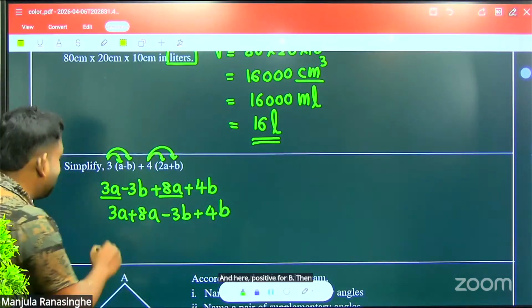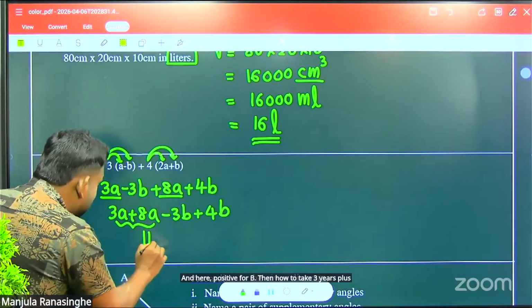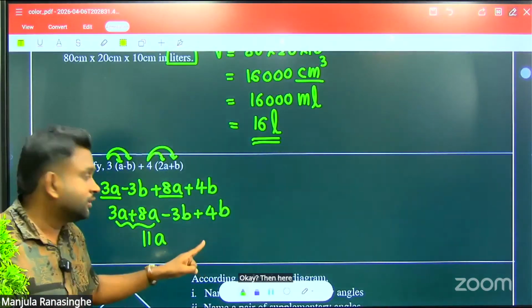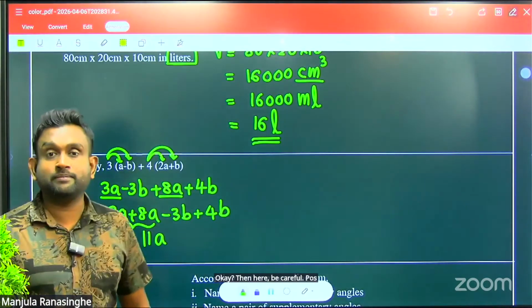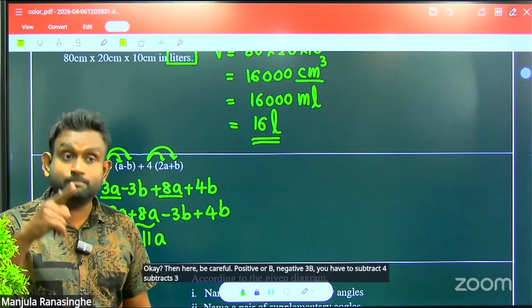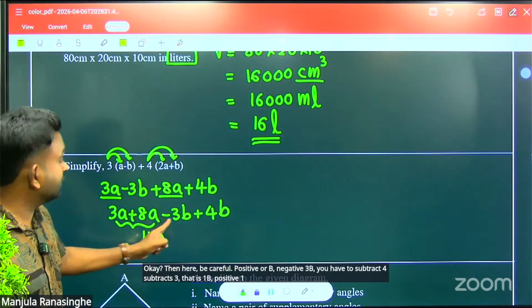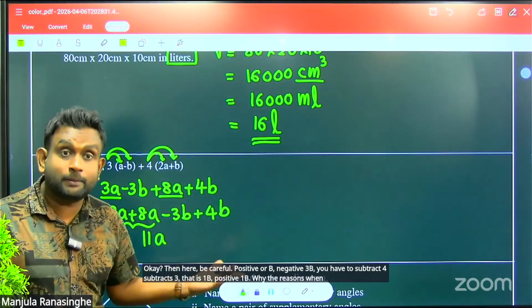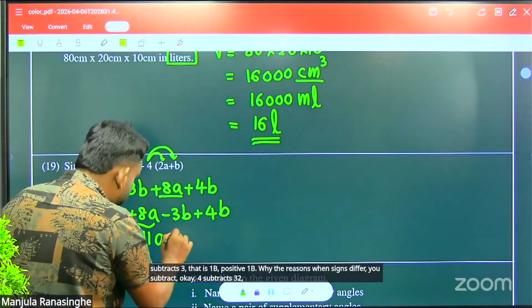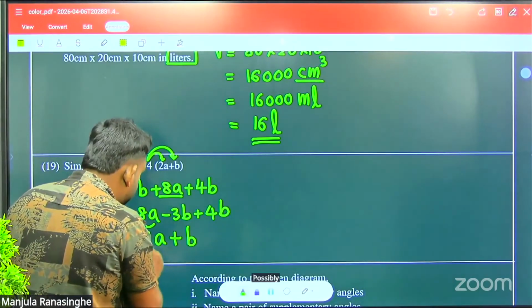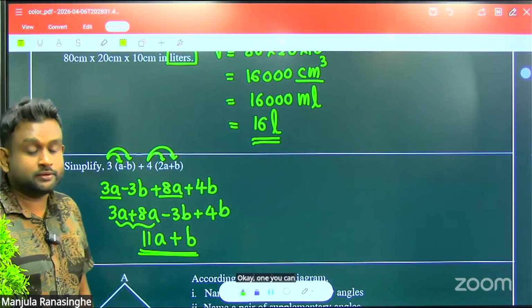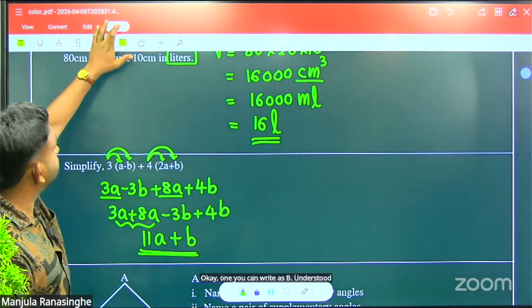Then how to take 3A plus 8A? You take 11A. Then here be careful. Positive 4B, negative 3B. You have to subtract. 4 subtract 3, that is 1B, positive 1B. Why? The reason: when signs differ, you subtract. 4 subtract 3, the bigger value is positive, 1B. 1B you can write as just B. Understood?